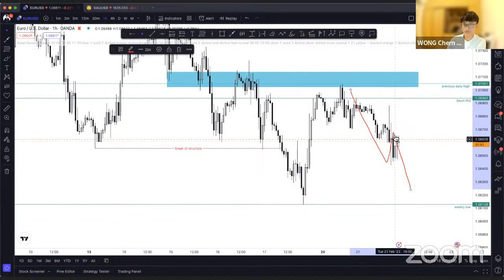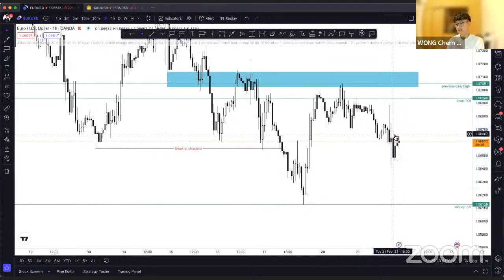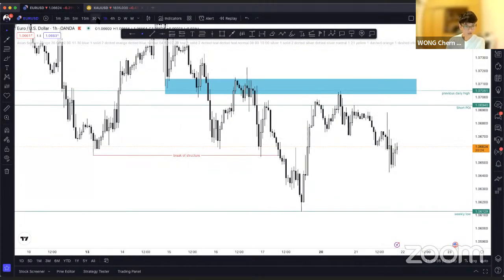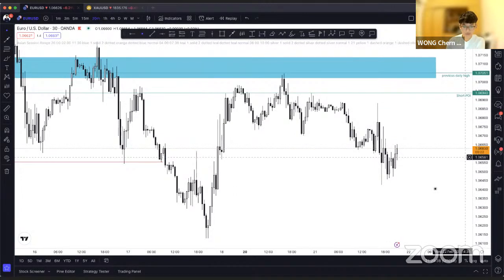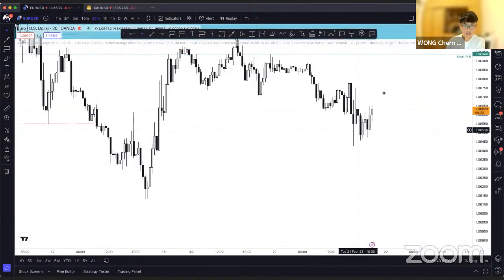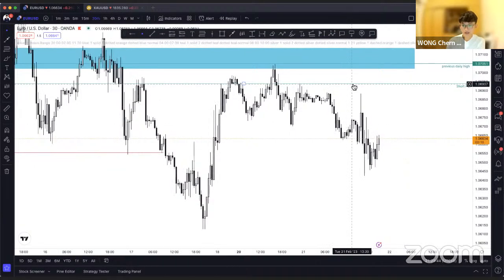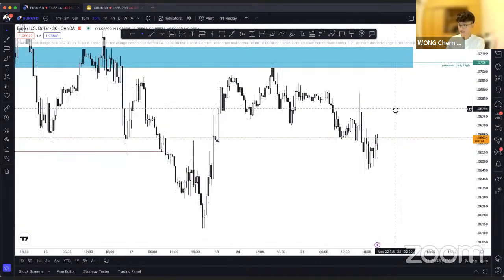All right, guys, I believe that price has the capability to tap onto the weekly low and potentially clear out the weekly low at 1.06129. That is an area and a level that I'm looking out for. So let's go down to the 30 minutes time frame to take a better look. Just pardon this. This is already invalidated.